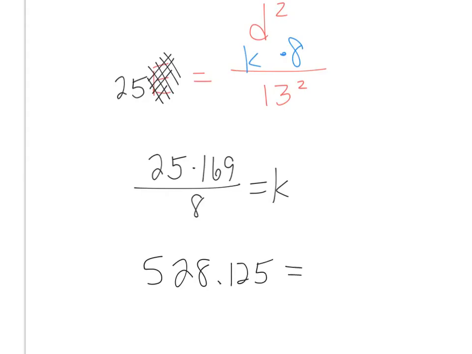528.125 or 528 and 1/8. Okay, that's the K value. Very good. Now, the rest of the problem says to determine the charge, not the field, but the charge, which might have been a little bit counterintuitive with the F of the field. Determine the charge that would produce a field of 18 newtons per coulomb at a distance of 11 meters. So we're determining the charge.